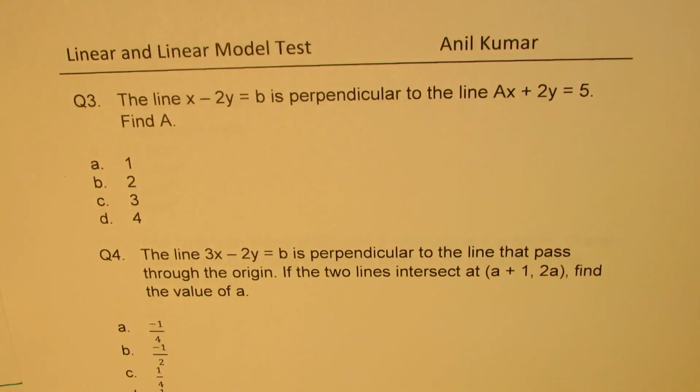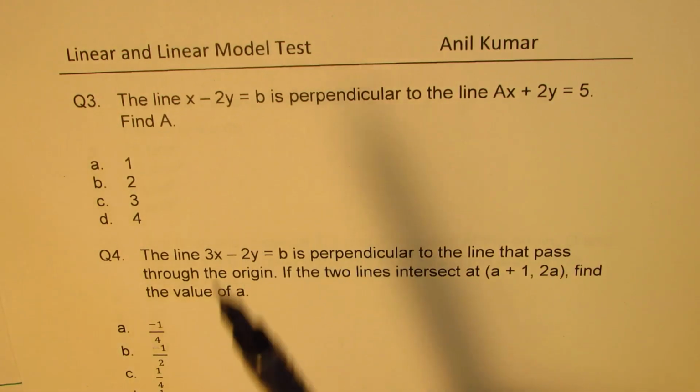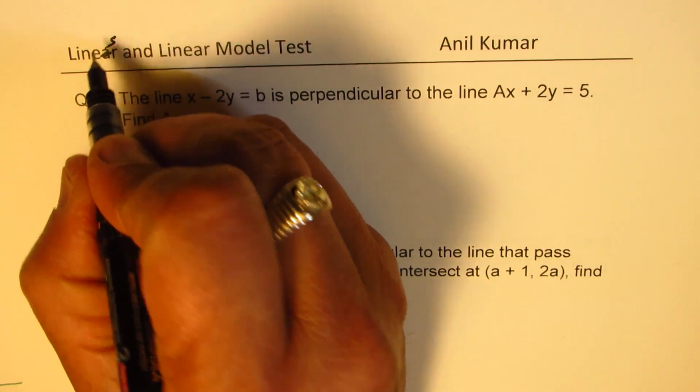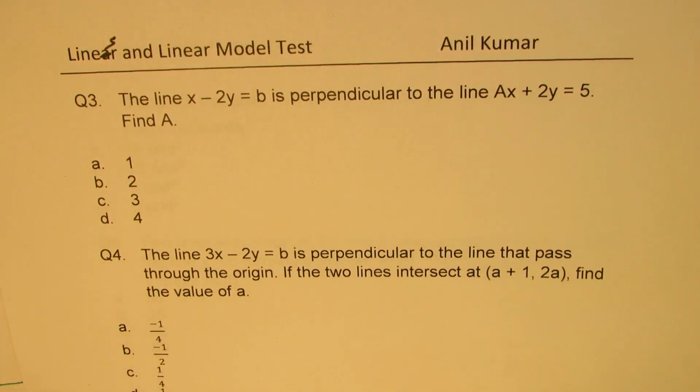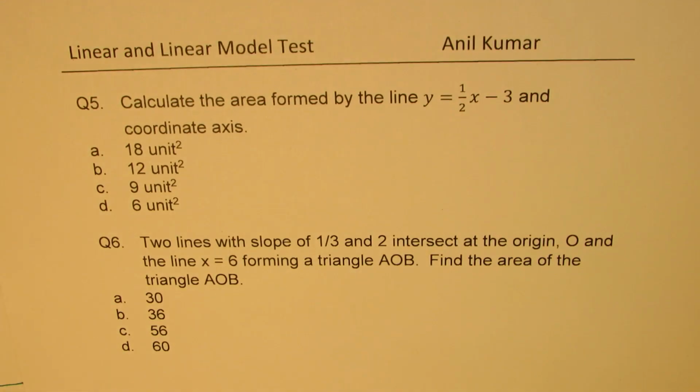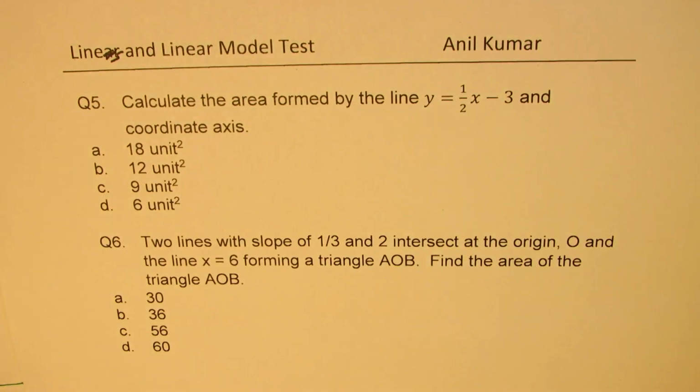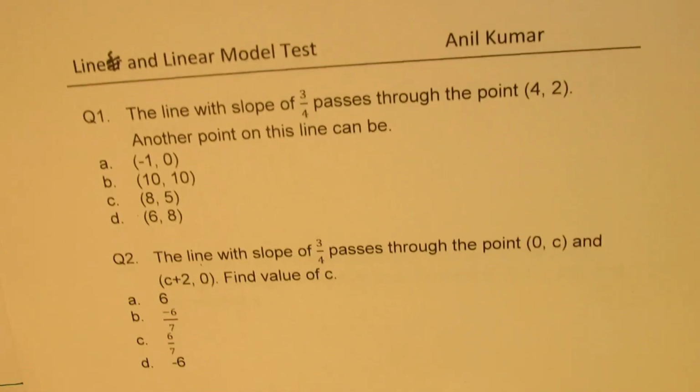Here are question number 3 and 4. Well, the title, there's some mistake there, but we are just talking about lines. Question number 3 and 4. And then we have question number 5 and 6. Perfect. So take your time in answering these questions and then look into my suggestions. Let's begin and solve them one by one.